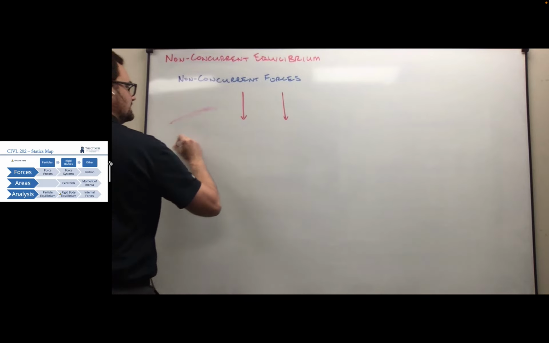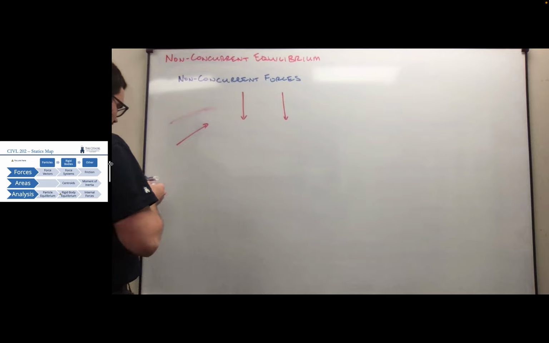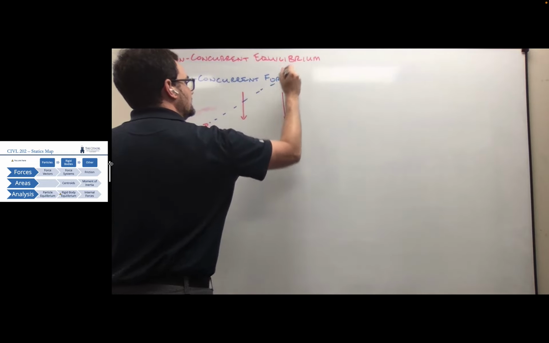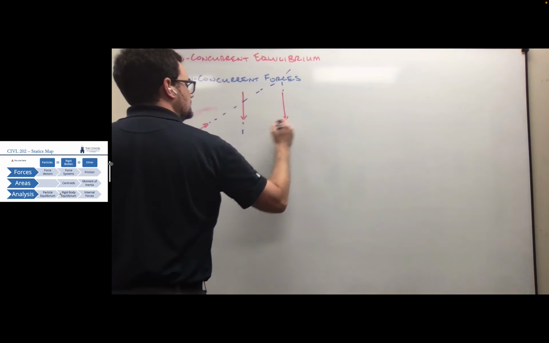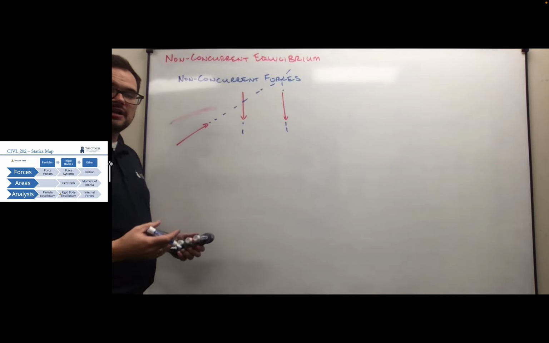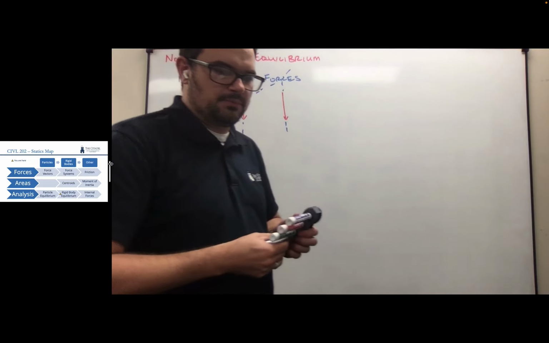So I might have a system of forces like this where we acknowledge that if we extend their lines of action, we'll notice that they intersect at a couple of different spots. Sometimes they run parallel to one another. We have non-concurrent forces, so they don't all pass through a single point.